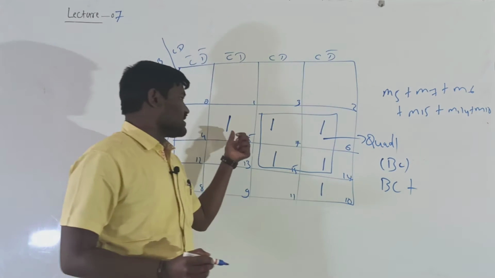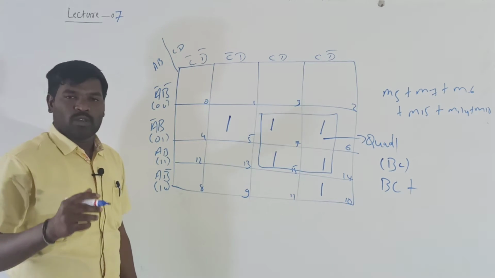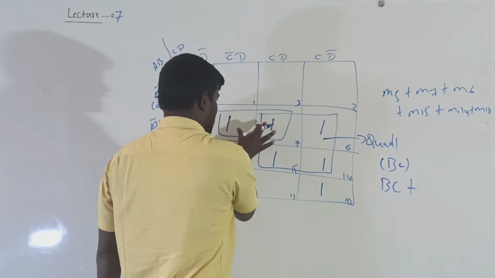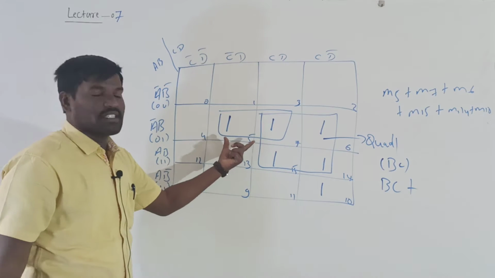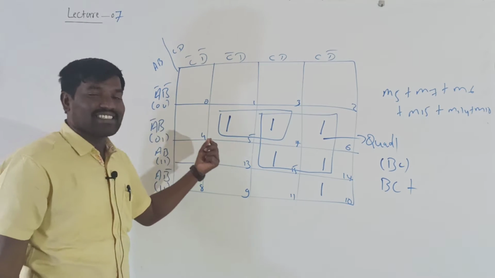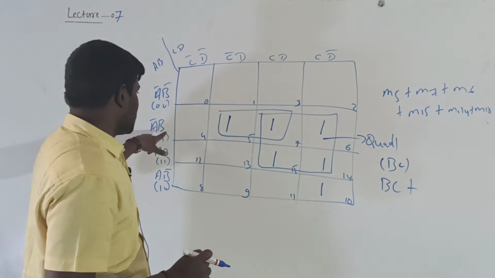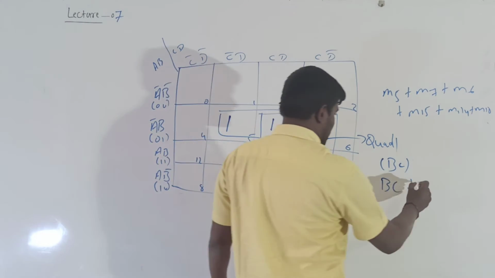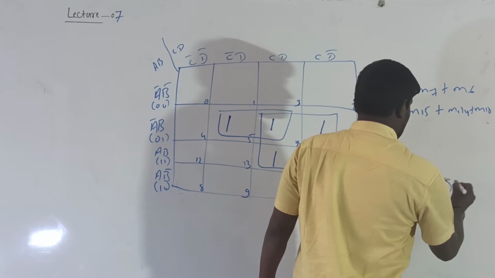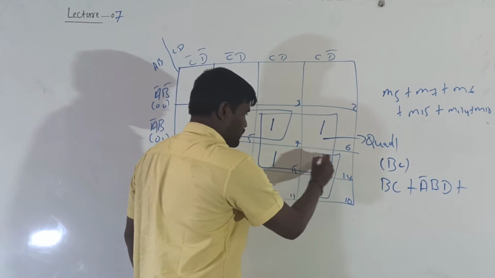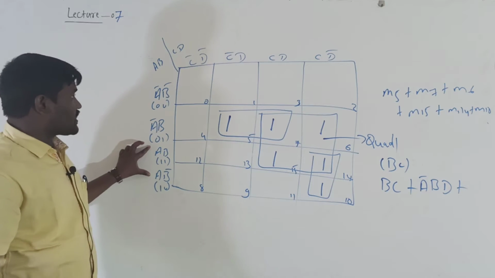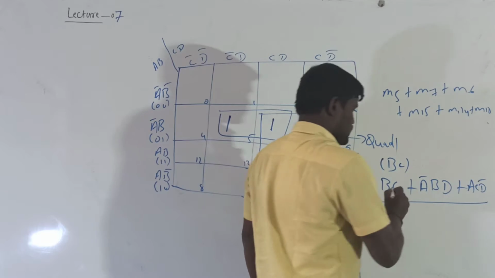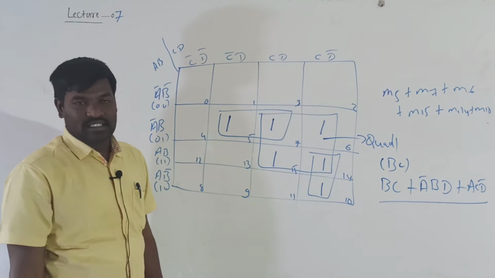plus here 1 is there, here also 1 is there. So now it is not possible to make a quad, that's why a pair is possible. I have to pair these 2. Pair means it gives the result as 3 variables. See here, the row value is A bar B and the common term is D, that's why A bar B D, plus again it is a pair, common term A C D bar. So this is the final answer.